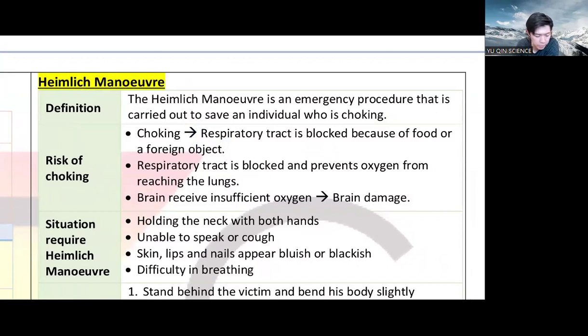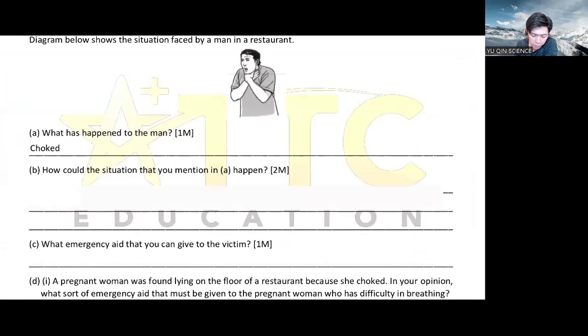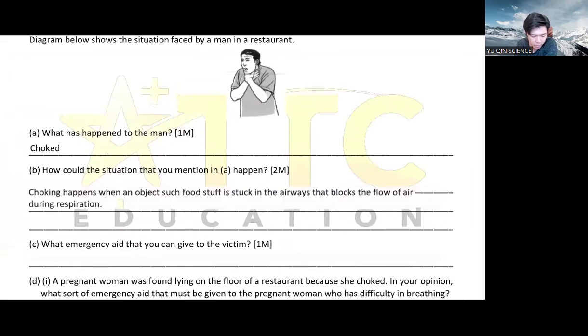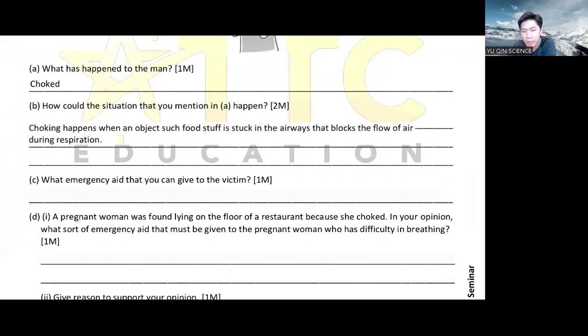Wait, 2 marks. I think so, yeah, 2 marks. Then you have to explain the other one. The respiratory tract is blocked because of food or a foreign object, which means you get less oxygen. The respiratory tract is blocked and prevents oxygen from reaching the lungs. So I think 2 marks, that's why you need these 2. One is here, one is here. Okay, so I think I copied quite the same also. Yeah, there you go. So go ahead.